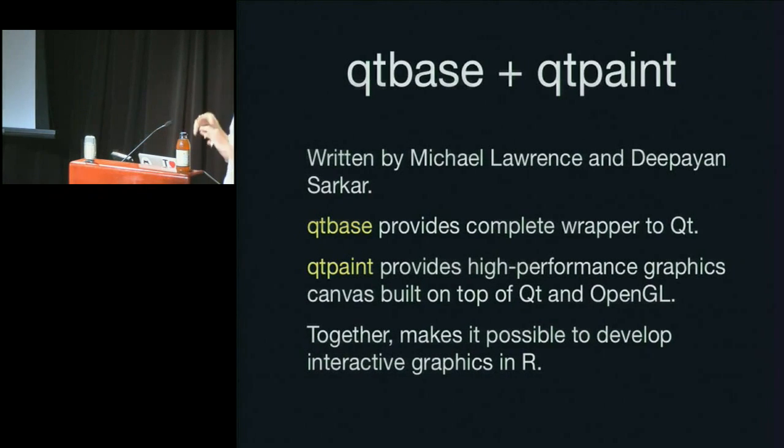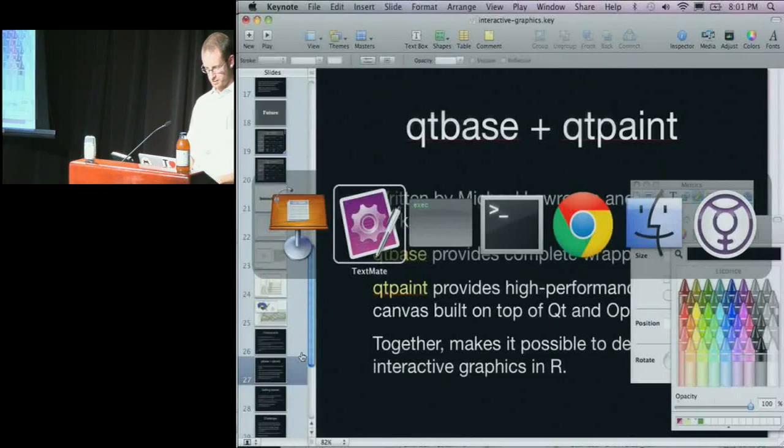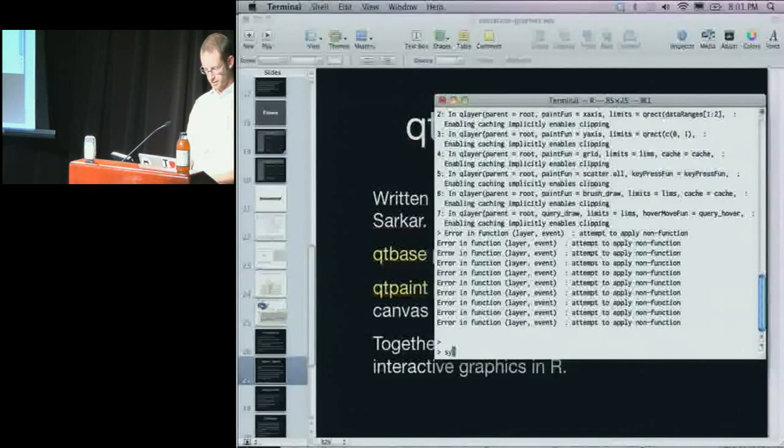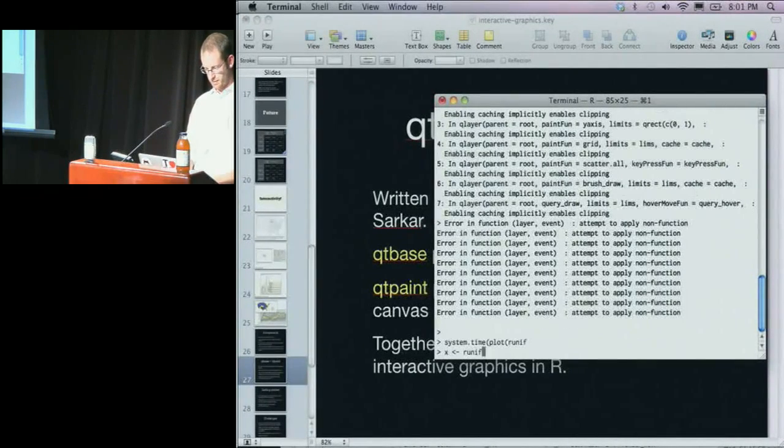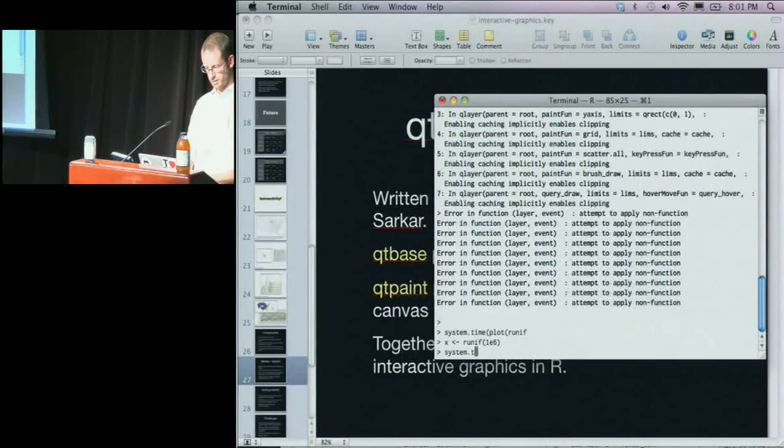So qtbase is very general. You can use that to write all sorts of GUIs. Anything you could do with Qt and C++, you can now do in R. And then QTPaint is built on top of that. It's basically a next-generation graphics canvas for R. So instead of relying on the old, slow R graphics devices, an illustration is if we just want to stick a million, I generate a million random numbers and I plot them.